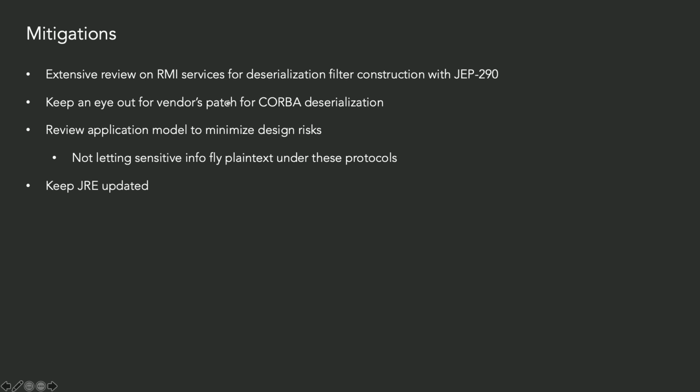Mitigations right now: extensive review of the RMI services for deserialization filter construction, this is JEP 290, and keep an eye out for vendor patches for the CORBA deserialization, because there's no way to prevent that right now. Maybe limit connections from external clients at the network layer. Then you also have to review the application model to minimize design risk, such as not sending credentials in plain text over this protocol, and keep the JRE updated.